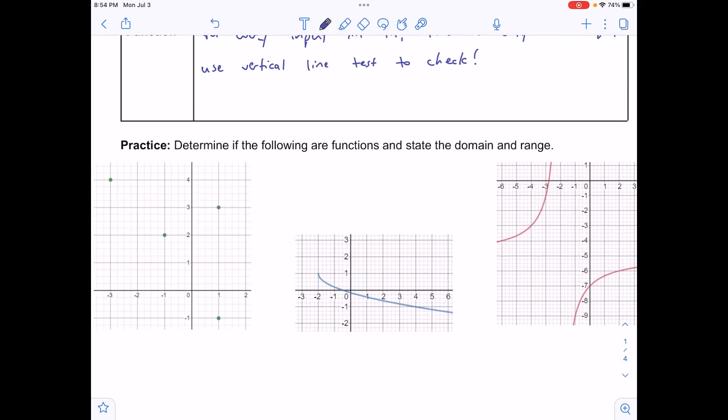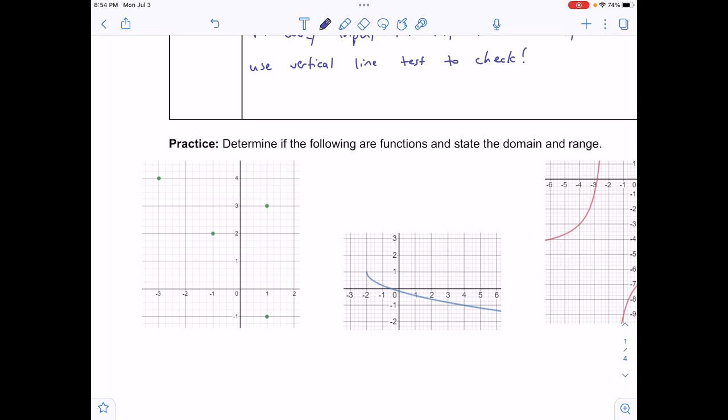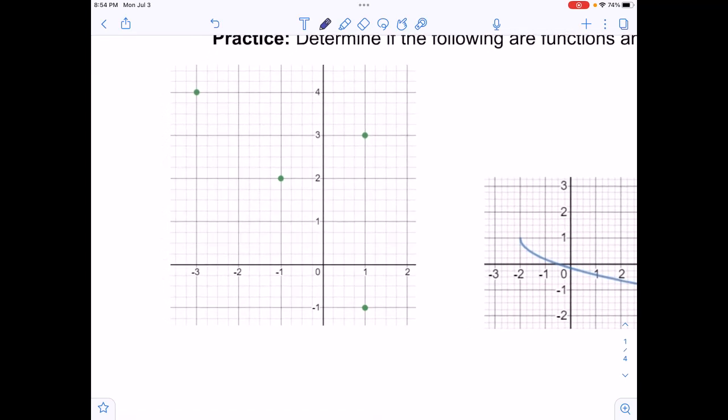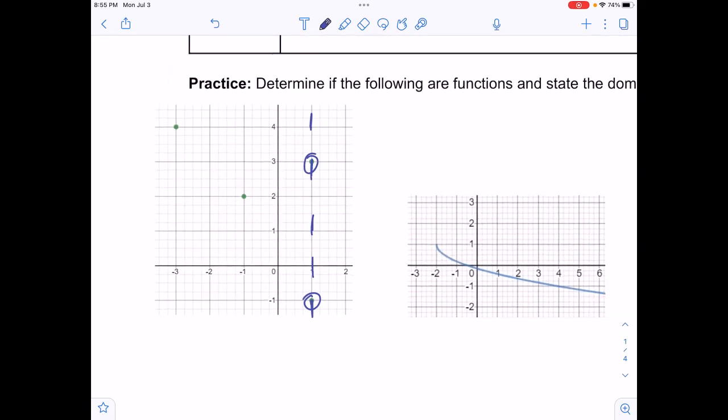So let's get an example here. Determine if the following are functions, and then state the domain and range. So let's take a look at our first graph, which is purely a series of points. The question we have to ask ourselves is, is there anywhere along the span of this graph where I could draw a vertical line and it would hit the graph twice? And here my graph is only comprised of a couple of points. We can see at the end the answer is yes. I could draw a vertical line right here along the value x is equal to 1, and I would hit 2 points. I would hit the point 1, -1, and I would also hit the point 1, 3. So this fails the vertical line test.